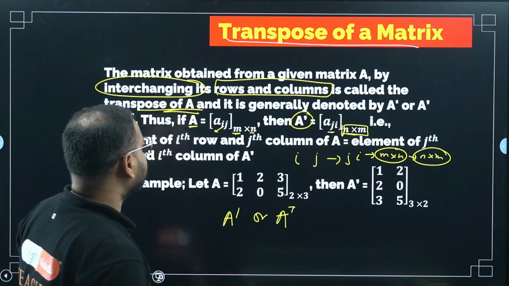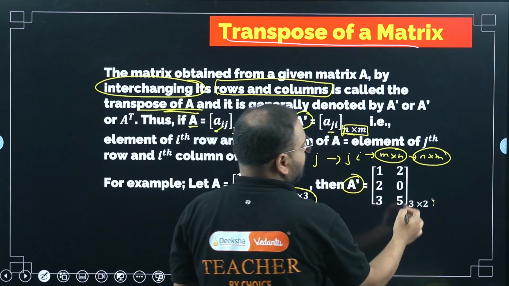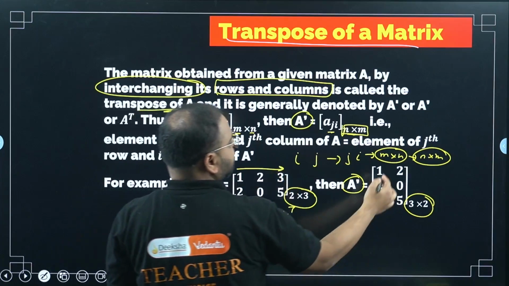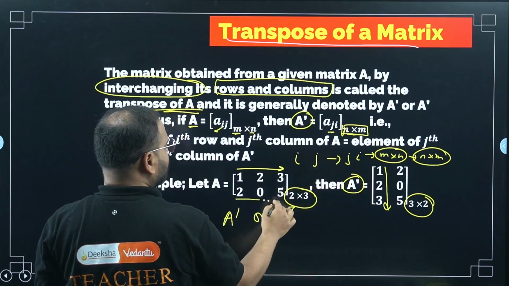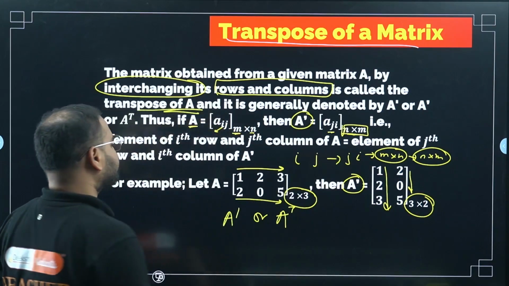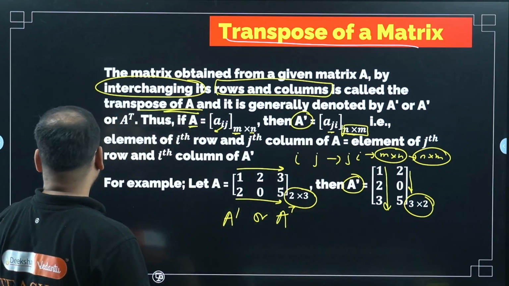If you check here, this was 2 cross 3. The transpose is getting 3 cross 2. My first row, 1 2 3, became my first column, 1 2 3. My second row, 2 0 5, became my second column, 2 0 5. I hope this is clear. The rows and columns are interchanged like this.